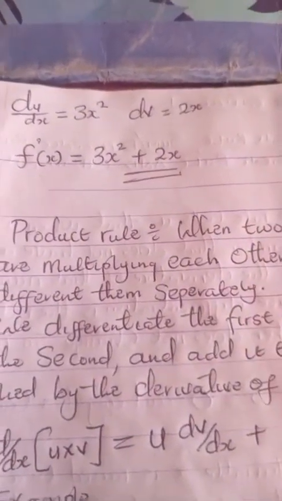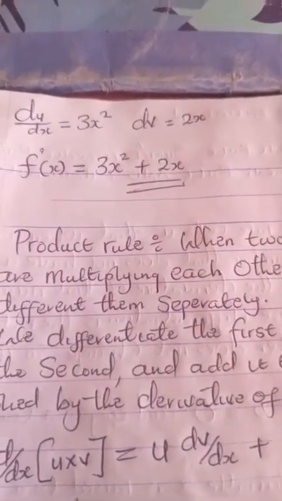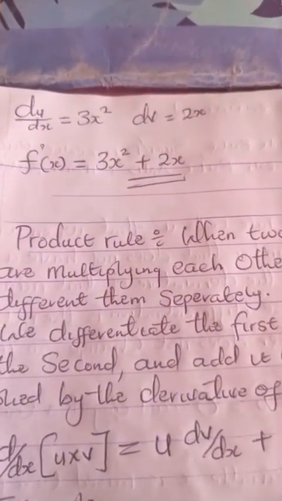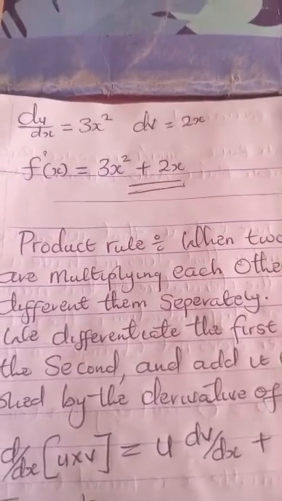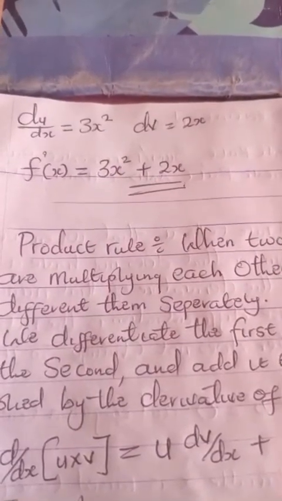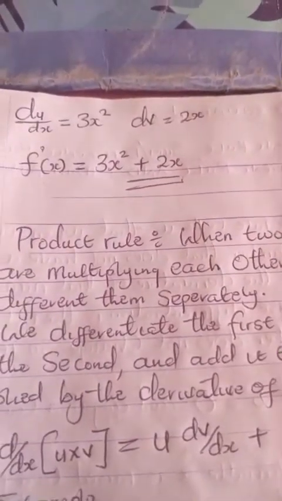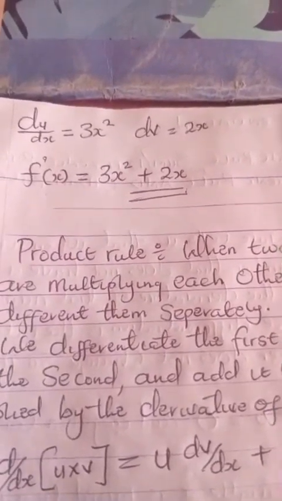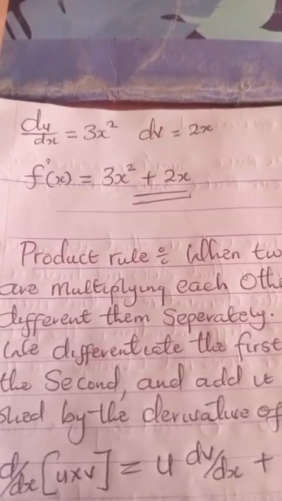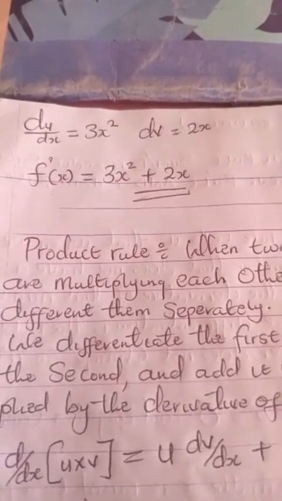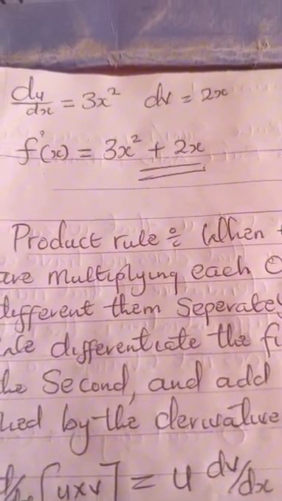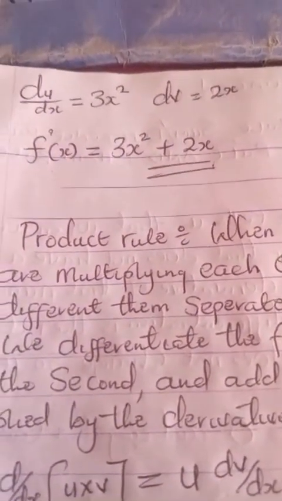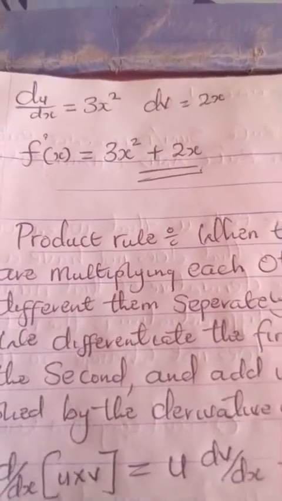Now for dv, we have x raised to power 2. Using the power rule again, you multiply 2 by the coefficient of x. The coefficient of x is 1, so you have 2x, and you reduce the power 2 by 1. So 2 minus 1 is 1. So you have x raised to power 1, which is just x, so you have 2x. So now the final answer, f prime of x, is equal to 3x squared plus 2x. You add them together. That's how to go about it.